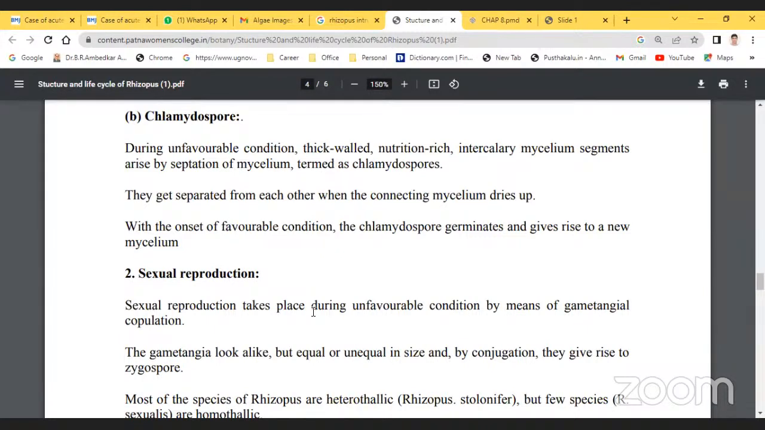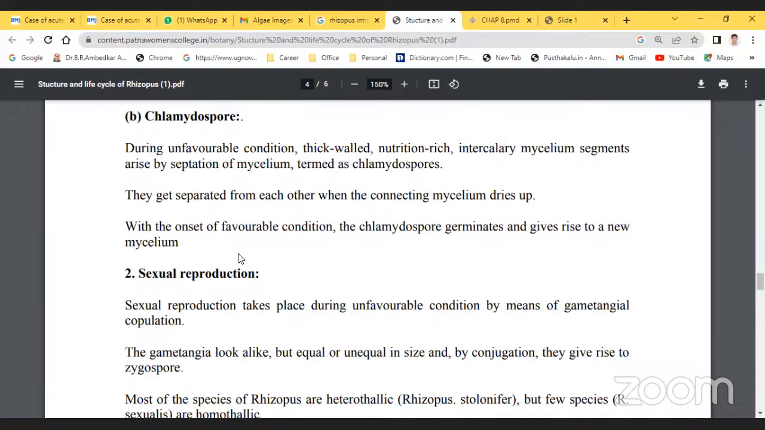Next, chlamydospores. Sporangiospores form in favorable or suitable conditions; here it is the opposite. During unfavorable conditions, thick-walled, nutrition-rich, intercalary mycelium segments arise by septation of the mycelium, termed chlamydospores. They get separated from each other when the connecting mycelium dries up. With the onset of favorable conditions, the chlamydospore germinates and gives rise to a new mycelium. This is regarding the formation of chlamydospores under the asexual reproduction of Rhizopus stolonifera.